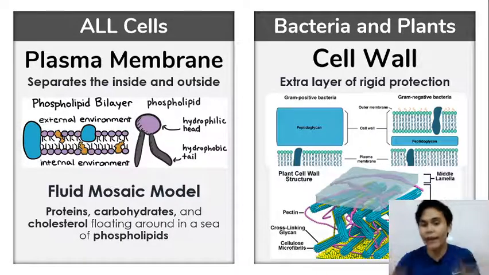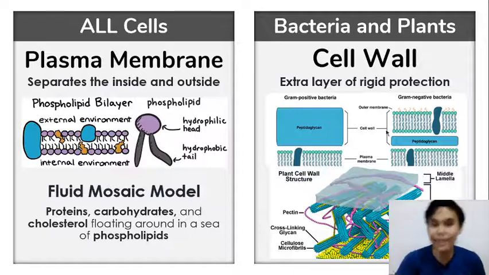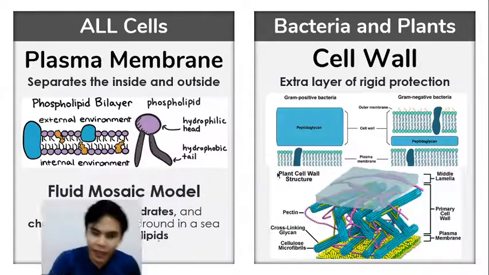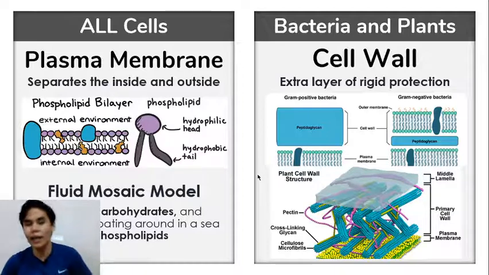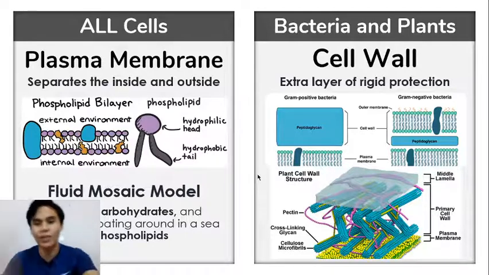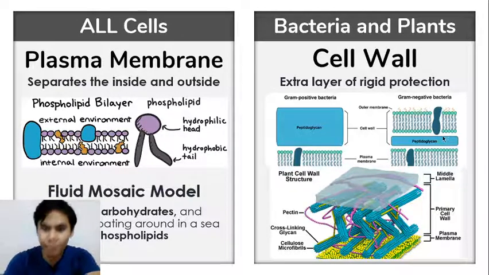So because of that, there are unique characteristics and mechanisms that the plasma membrane can use for transporting different types of molecules. We're going to talk about that later in the quarter. On the other hand, for plants and bacteria, they have a cell wall, the extra layer of protection, and they're different between bacteria and for plants.